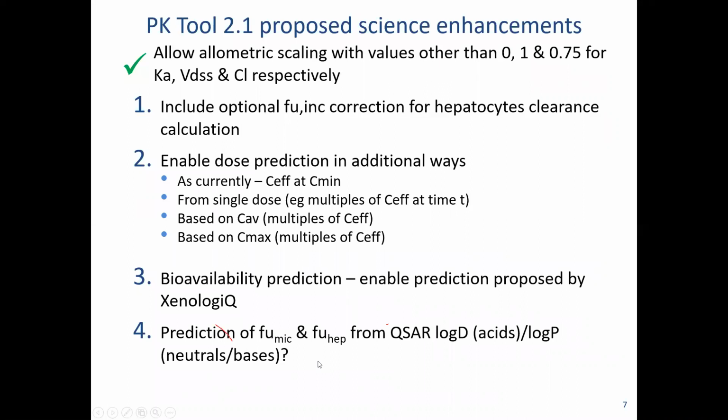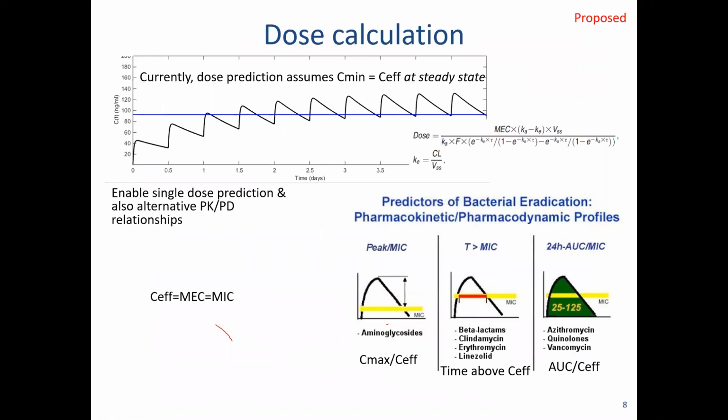Prediction of microsomal and hepatocyte binding from a QSAR equation with log D and log P, which I'll come on to. So first of all, the dose calculation. So as I mentioned, at the moment, the dose prediction assumes that you're trying to achieve a trough concentration equivalent to the efficacious concentration that you put in.